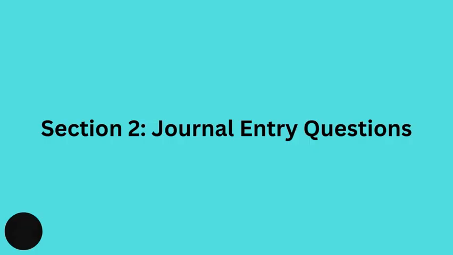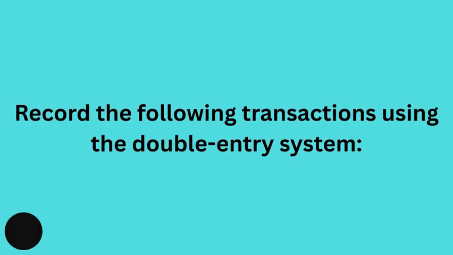Section 2 is journal entry questions. Recording the following transaction using the double entry system. Now let's dive into how we record transactions using the double entry system. The double entry system is fundamental in accounting as it ensures that every transaction is recorded in a balanced manner.